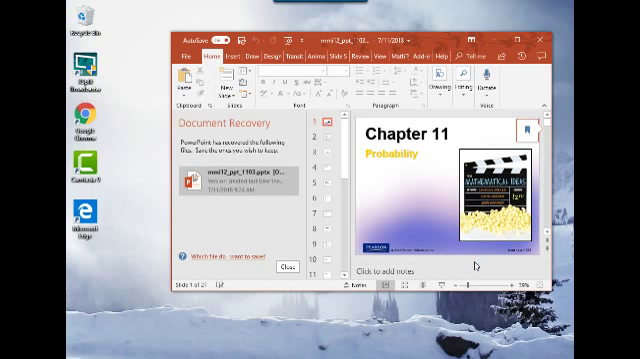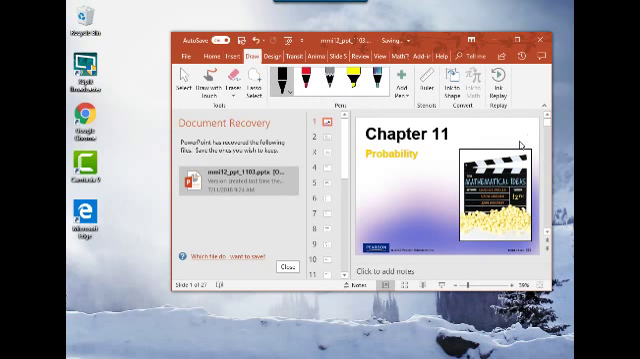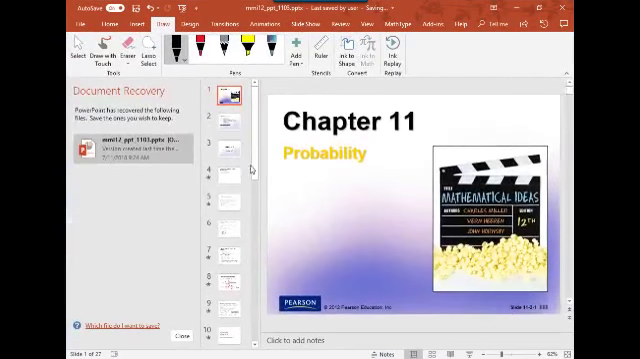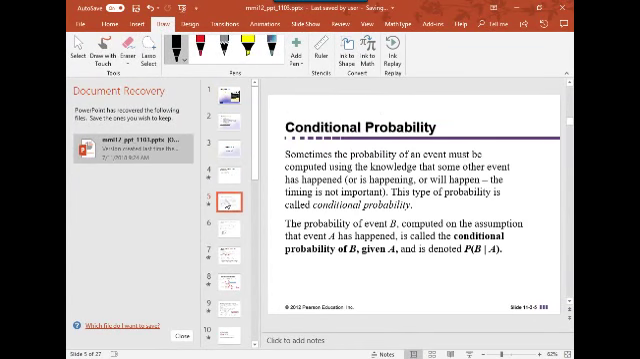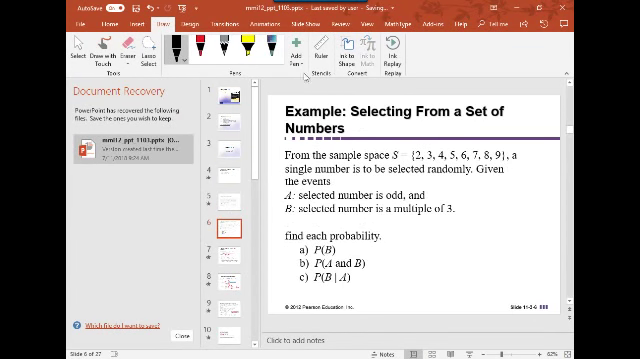Okay, as an example, suppose that our sample space, my PowerPoint shut down and reopened. That's weird.